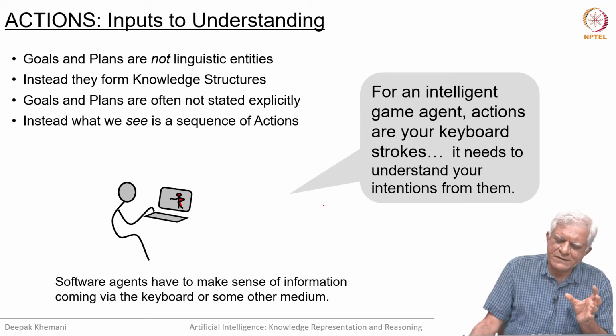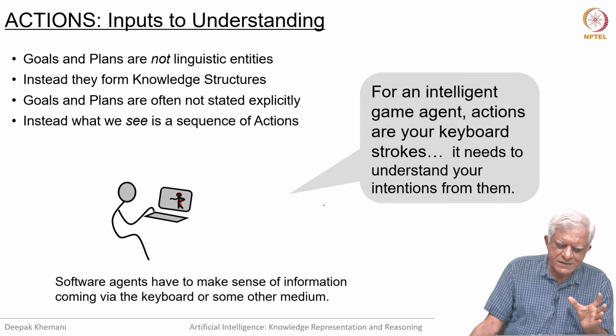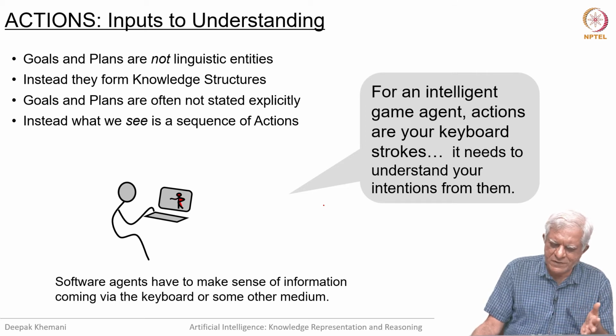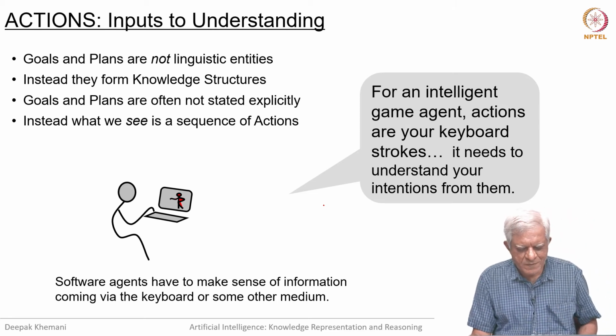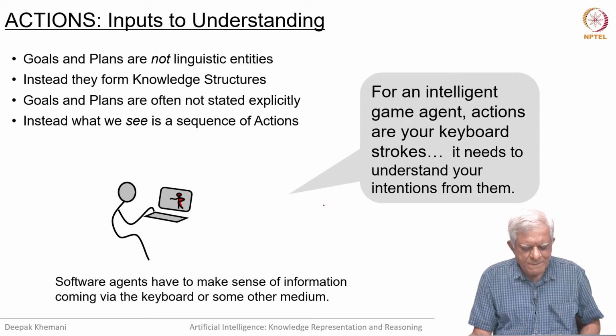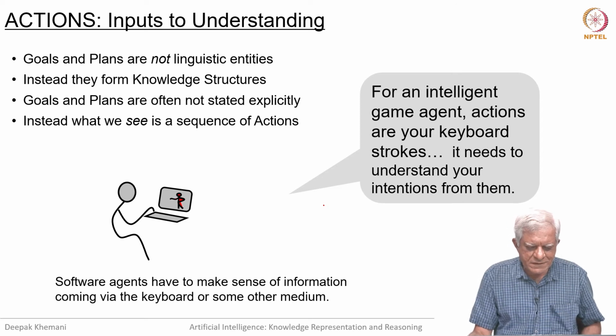So, goals and plans are not going to be linguistic entities, they are going to be what we call knowledge structures. We will have a very passing look at goals and plans later. They are not often stated explicitly, instead what we see is a sequence of actions essentially. We will see this connection between actions and plans and goals later.